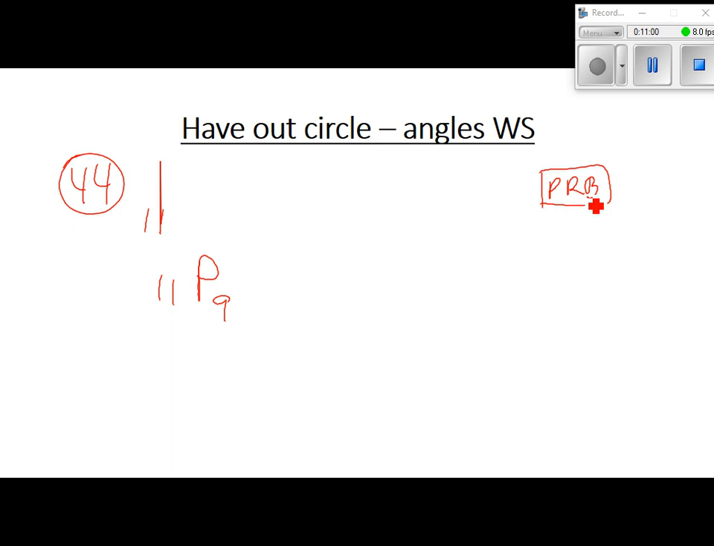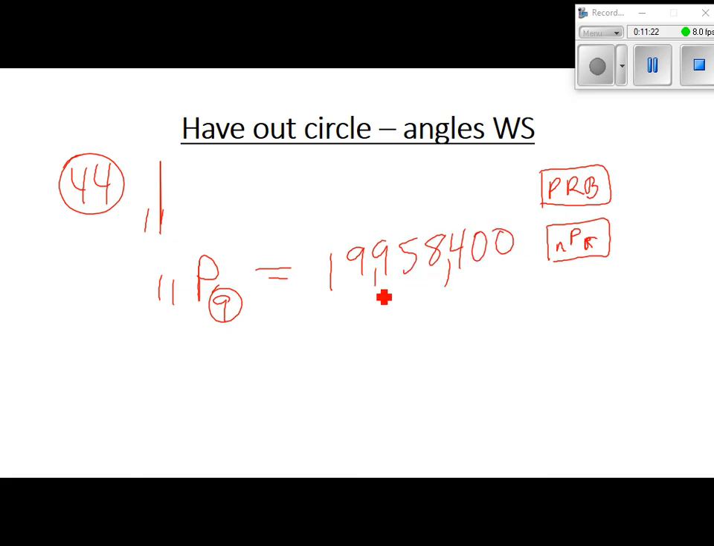Did everybody find the PRB button? Then we want what? nPr, right? Small r. Then you put in 9, and what's it tell us? 1995840. Thank you for reading it out that way. Everybody else usually tries to read it out as a number. If you're explaining it to me up here on the board, just read the numbers and then we'll figure it out once we get it written down. It's easier that way.